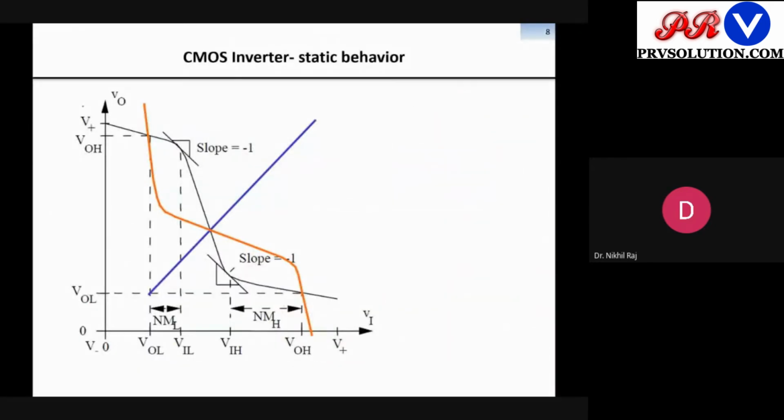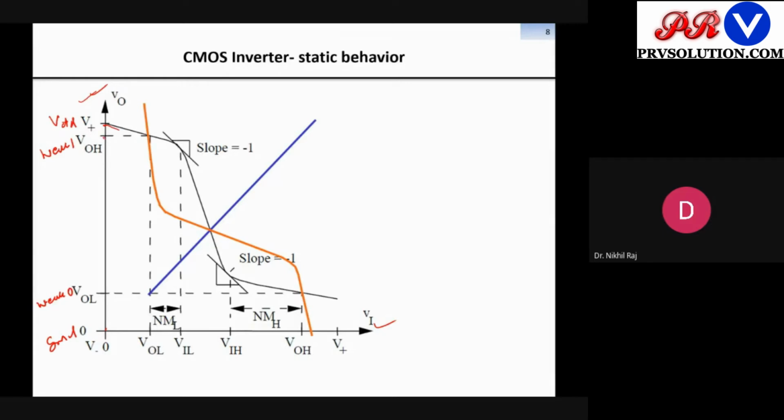Now this is the VTC curve of the inverter. As I said earlier, this is the VTC curve, this is the input, this is the output. Now in this curve, if I want to map the noise margin calculations, how it was done. Let's say this is your VDD supply and this is your ground. This is your weak 1, let's say this is weak 0.